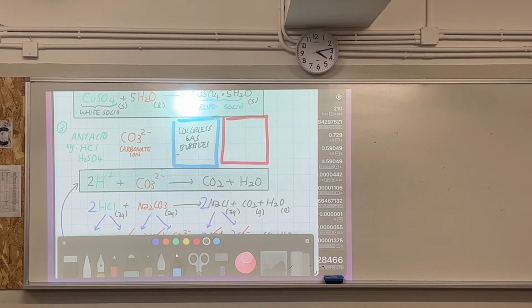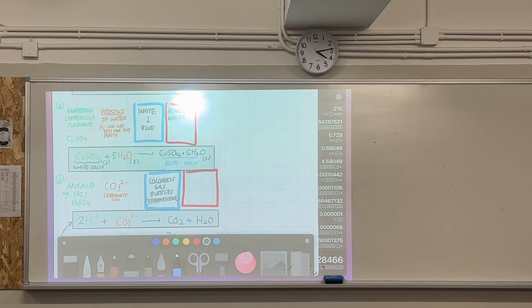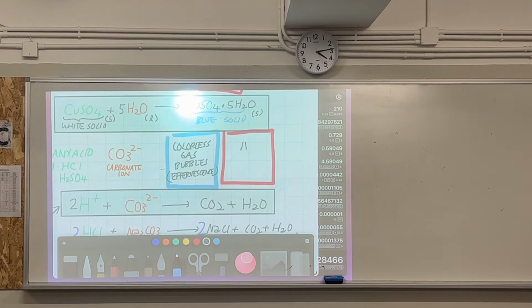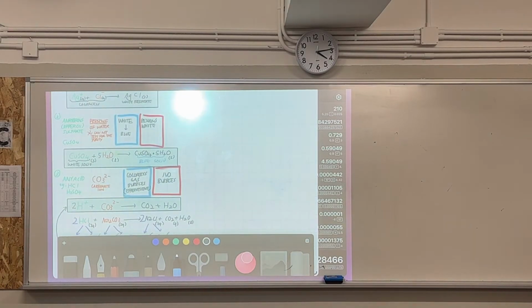There's a word that we can also use, which is effervescence. Effervescence means bubbling. And if there's no carbonate, then there will just be no bubbles. You don't even have to mention the color, because there will just not be any gas at all. So that's the third test.